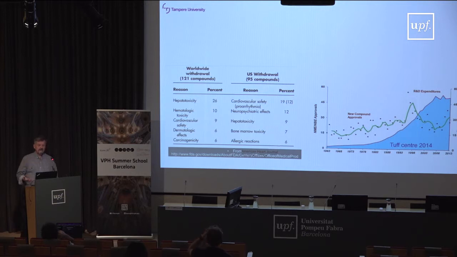So you could have a cancer drug or some other drug, and when it goes to phase 3 trials, there might be some bad events in the heart, and it's withdrawn because of this. And a huge amount of money is lost because the drug has this effect.